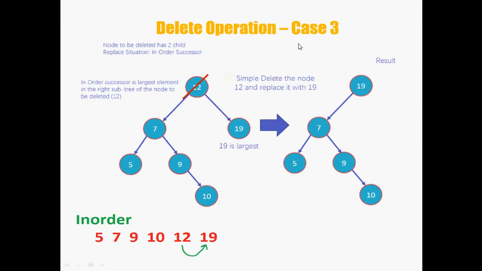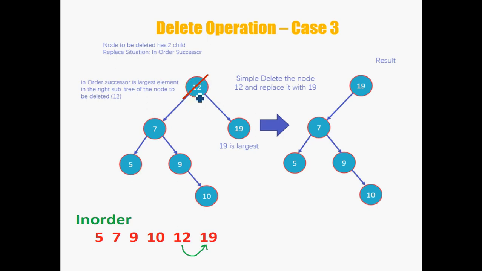Third case, delete a node having 2 children. That is a difficult case. Here node 12 is to be deleted and it has 2 children, 7 and 19. For deleting this 12 we have to replace it either by 7 or 19. So who will replace 12, 7 or 19? It will be decided by the in-order successor of 12.